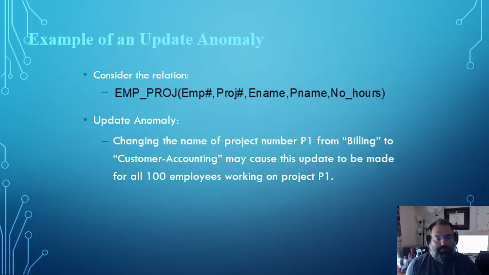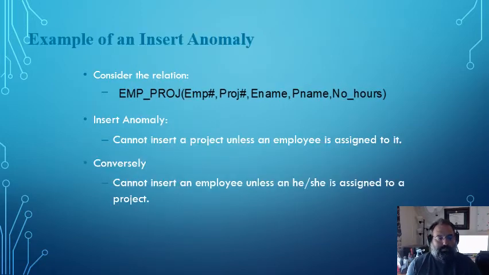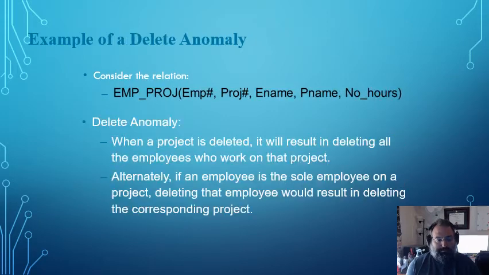Consider the relation EMP_PROJ: employee number, project number, employee name, project name, and number of hours. An update anomaly: changing the name of project number P1 from Billing to Customer Accounting may cause this update to be made for all 100 employees working on project 1. Consider the relation EMP_PROJ as well. An insert anomaly: you cannot insert a project unless at least one employee is assigned to it. Conversely, you cannot insert an employee unless he or she is assigned to a project.